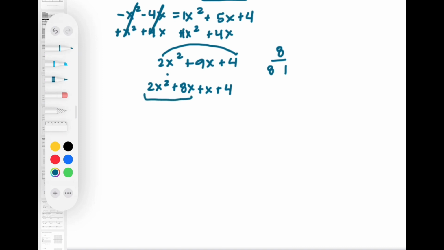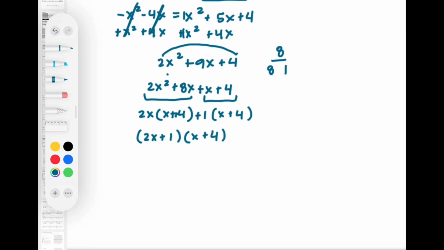Group the first two, so our GCF would be 2x. You have x plus 4. GCF would be 1 for the second two, x plus 4. So our two factors would be 2x plus 1 and x plus 4.